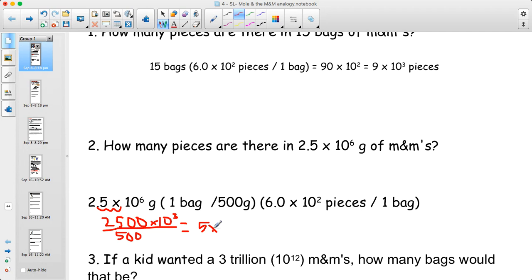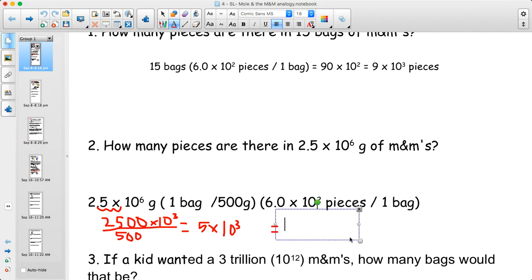And then once I've got 5 times 10 to the third, now I can multiply that times that last parentheses, which is 6 times 10 to the second. Well, 5 times 6 is 30. So it's going to be 30, and then we've got 10 to the third and 10 to the second, so that's times 10 to the fifth. And if I want to do correct scientific notation, it'd be 3 times 10 to the 6th pieces.